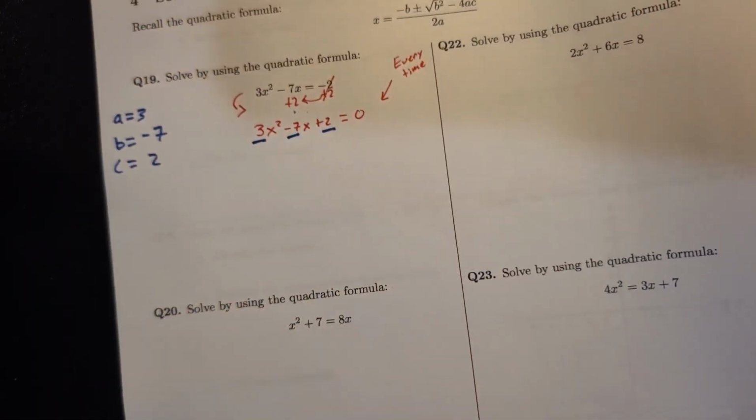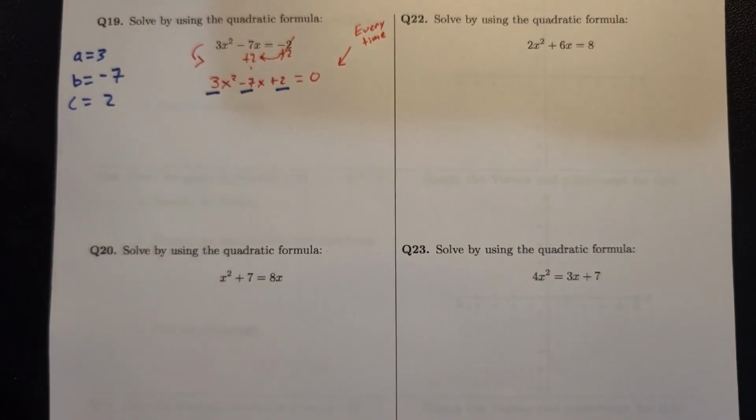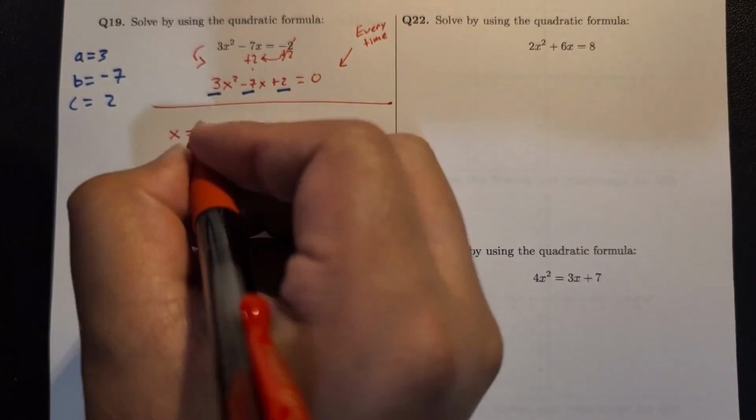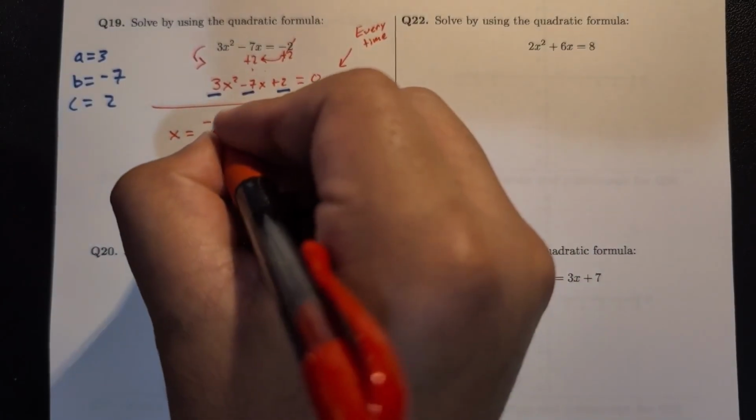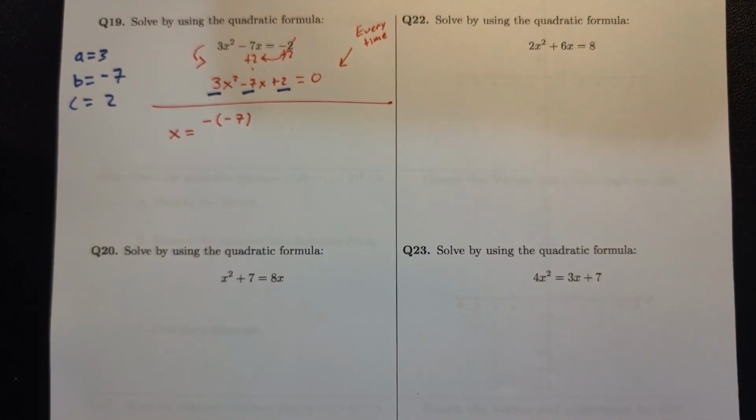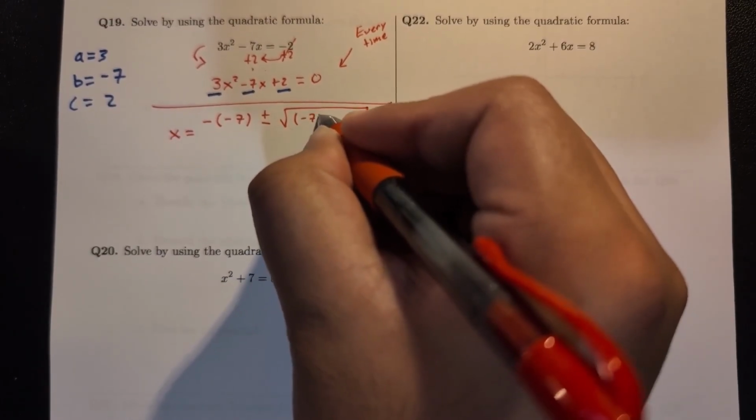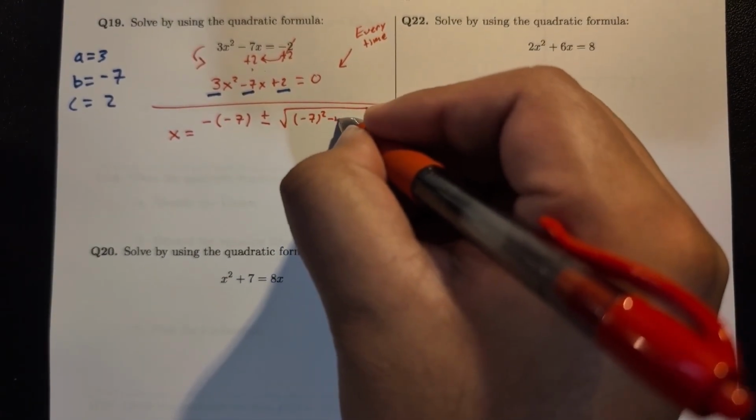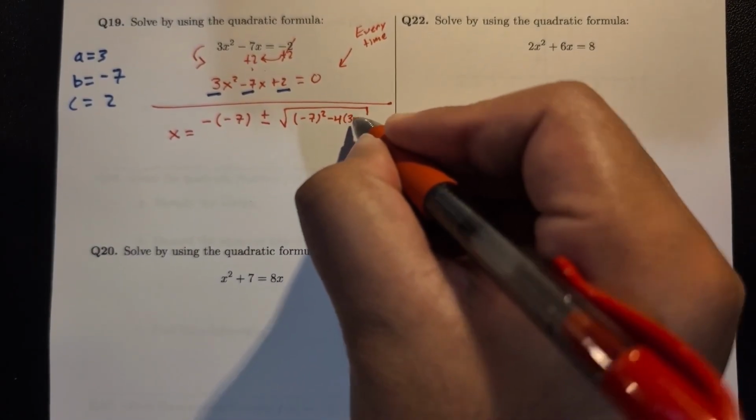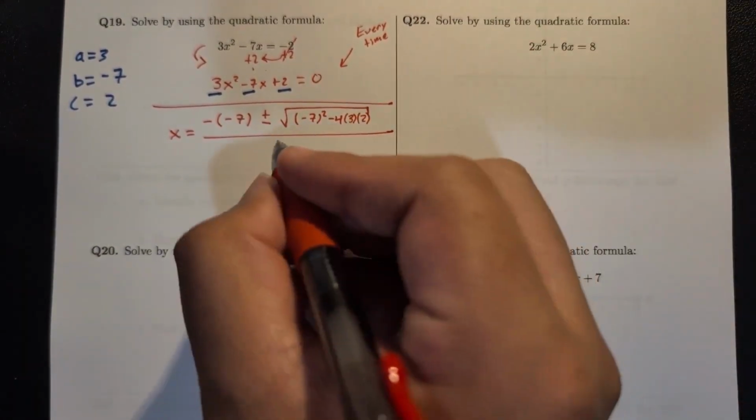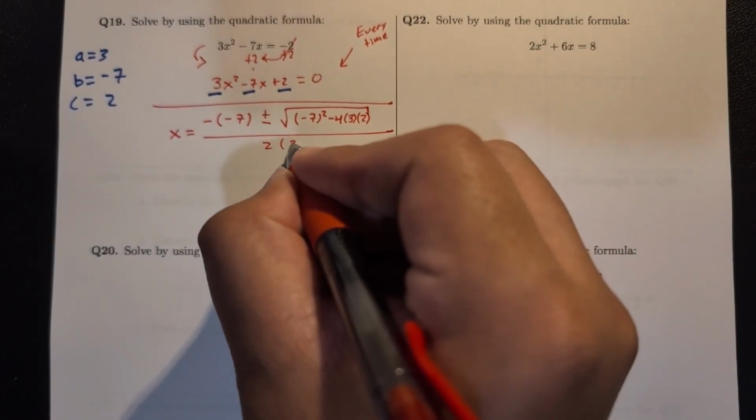When I plug it in, I want you to use parentheses, meaning we're going to have x is equal to negative parentheses b, plus or minus the square root of b, negative 7, squared minus 4 times a times c, 2, all over 2 times a, which is 3.